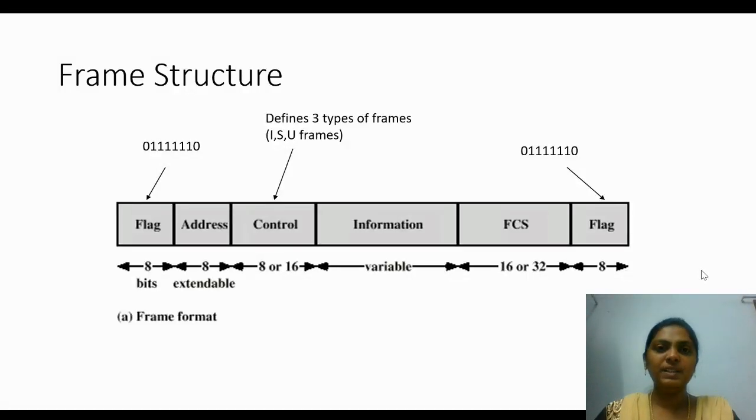These are the fields which are available in the frame structure. It has six fields: flag, address, control, information, and FCS. We'll see about each of these fields in detail.